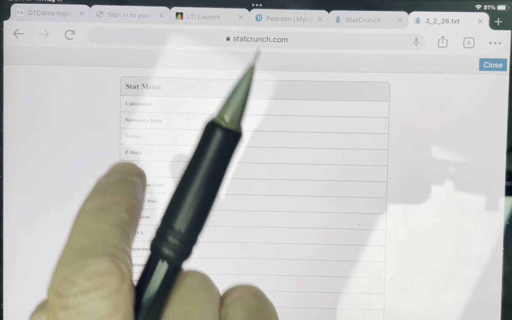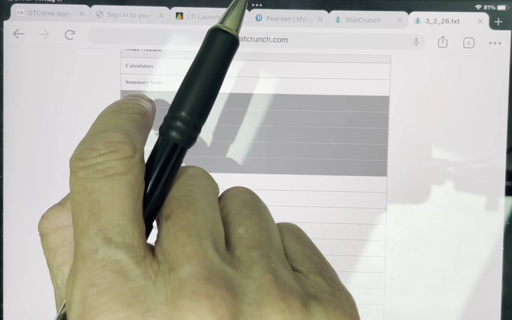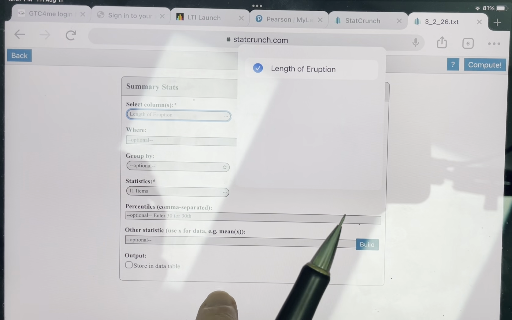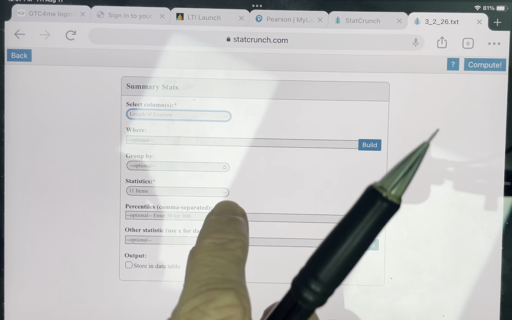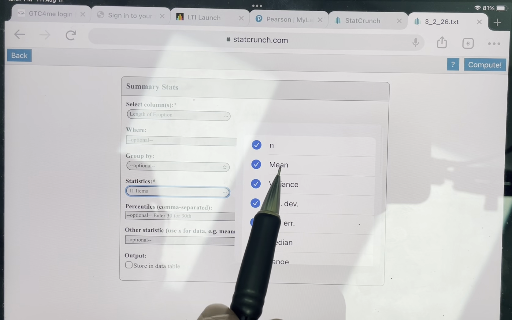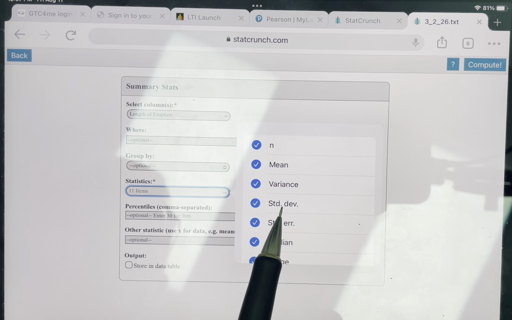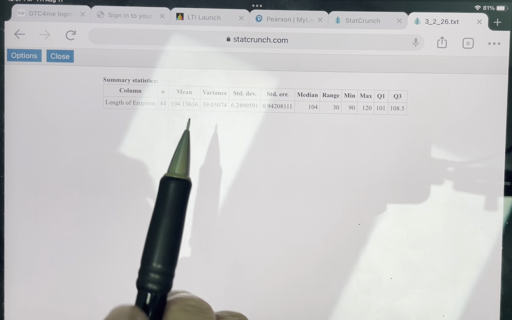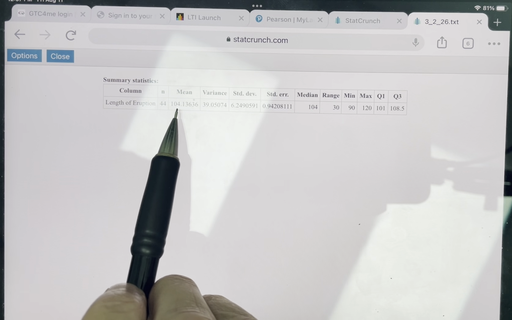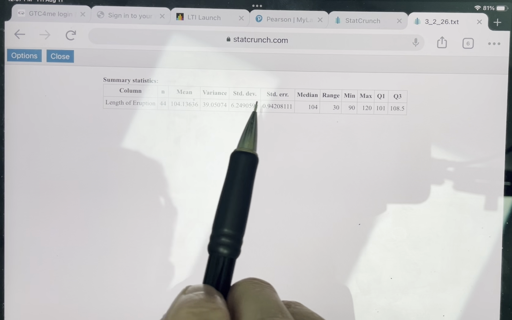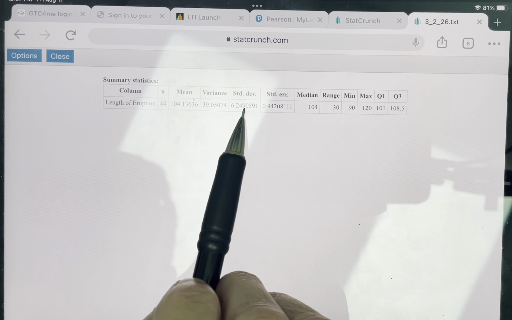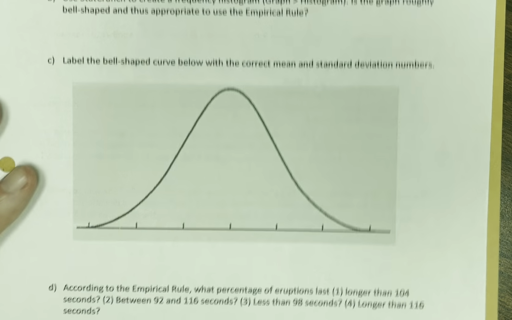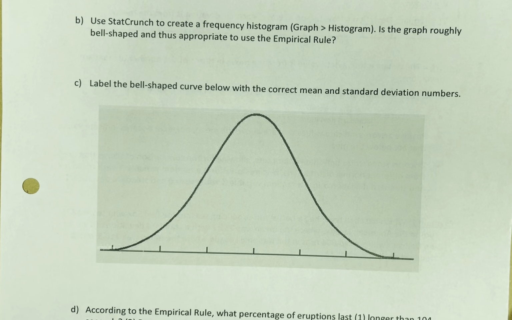So we'll go to Stat, Summary Stats, and we know their data's in a column. We'll select our column. Here's the mean, here's the standard deviation. It's a sample, so we'll use standard deviation, and we're going to compute it. And our mean to the nearest whole number is 104 seconds, and our standard deviation to the nearest whole number is 6 seconds.